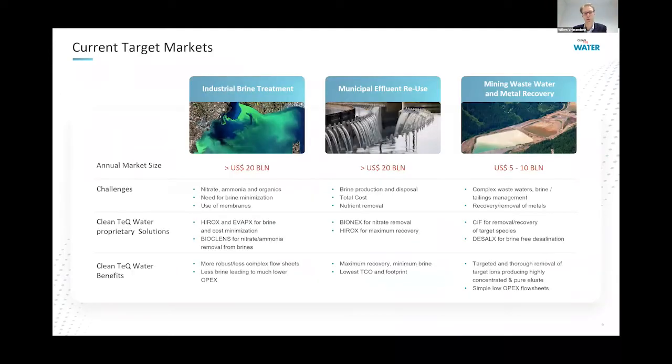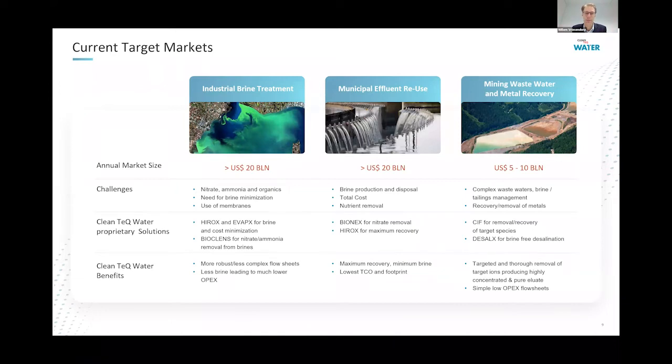Our target market, so where do our solutions apply most suitably? That's three areas that are all in itself very large, where water treatment plays an important role. One is industrial, and in industrial, these brines that I mentioned earlier are specifically challenging. And for those brines, we have specific solutions to either avoid them or reduce them or clean them, because you need to do something with brines once they're created.